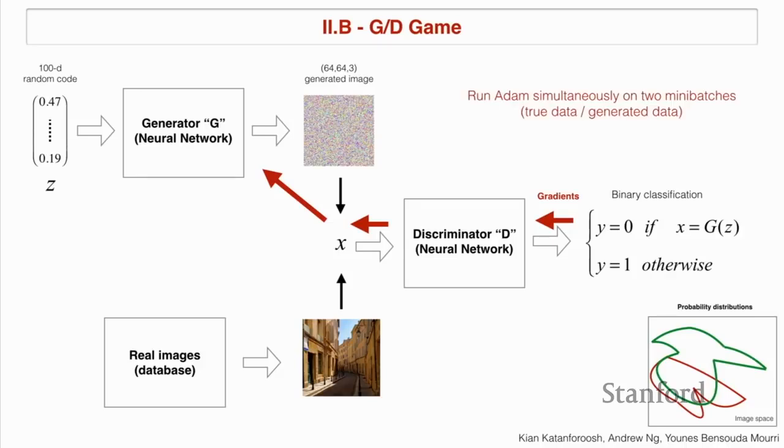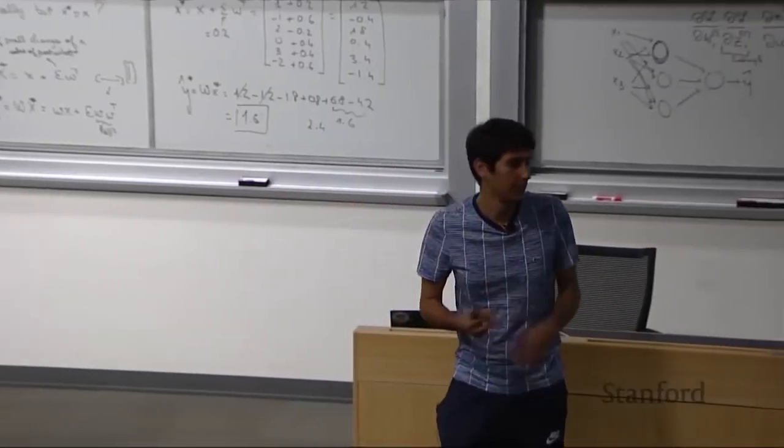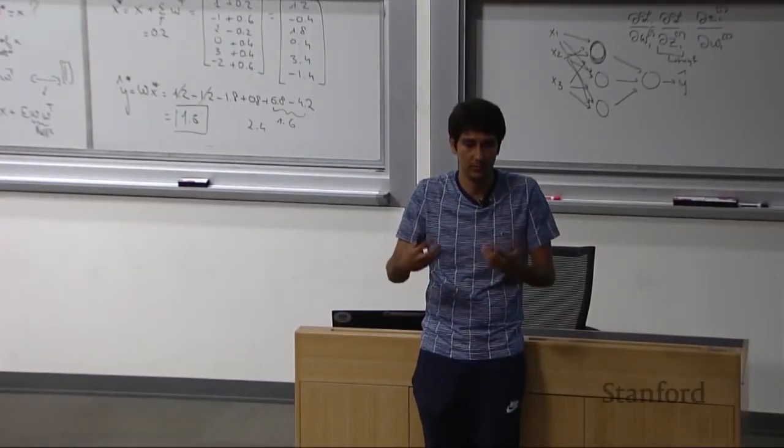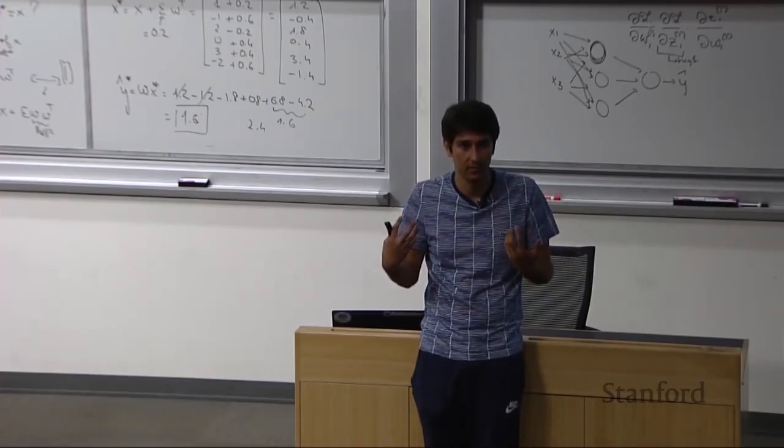Okay? So we would run an algorithm such as Adam simultaneously on 2 mini batches, one for the true data and one for the generated data. Does this scheme make sense to everyone? Yeah? One question? So you say these 2 mini batches, you're not mixing true and generated data together? So there are many methods of doing it. Your question is about mixing the mini batches. Usually we would use 1 mini batch for the real data and 1 mini batch for the fake data. But in practice, you can try other things.